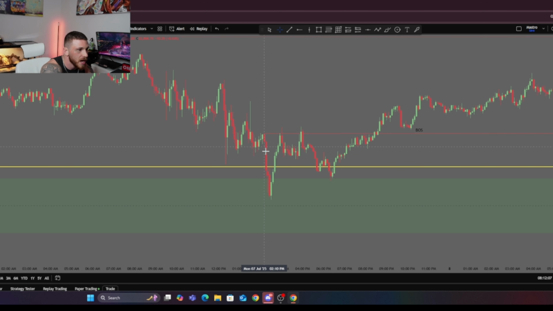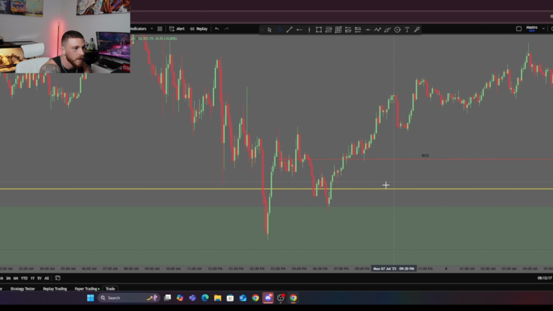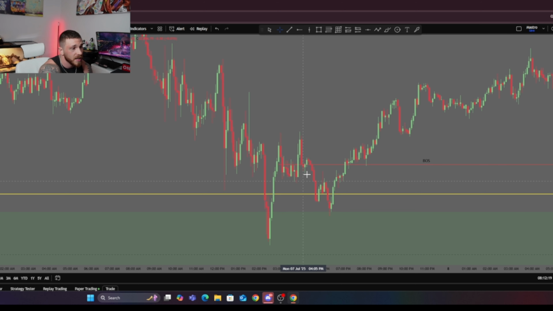Here's our most recent high, right? We don't break it yet. This is our new most recent high. This is our most recent high. Then this is our most recent high. Then this is our most recent high. Right here, look. This is what you would look for, a 5-minute break of structure, right?